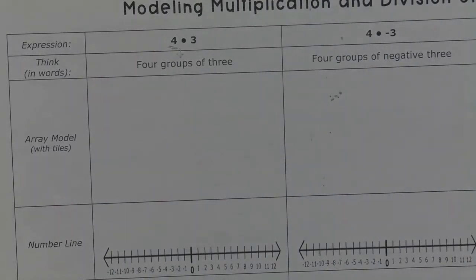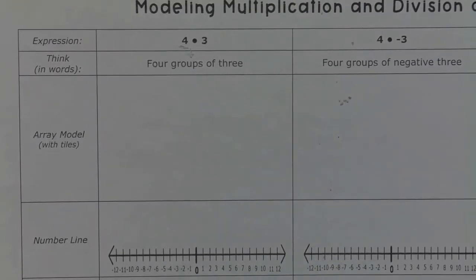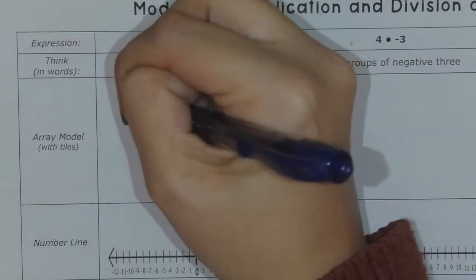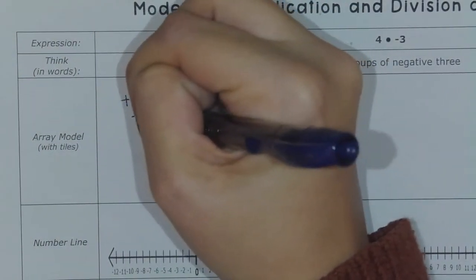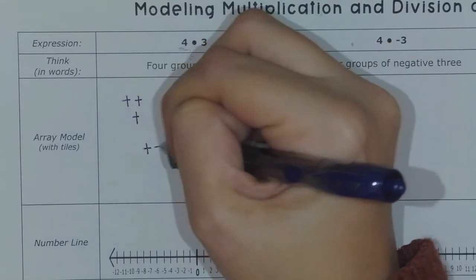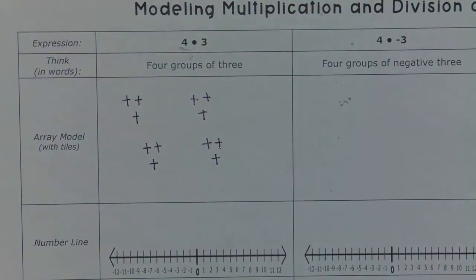So let's draw a picture to represent that. I'm not going to use my colors today. I'm just going to use my positive and my negative tiles, or those signs, to show what that looks like. So if I have 4 groups of 3, there would be 1 group of 3, 2 groups of 3, 3 groups of 3, and 4 separate groups of 3. So this is what it looks like in array form.